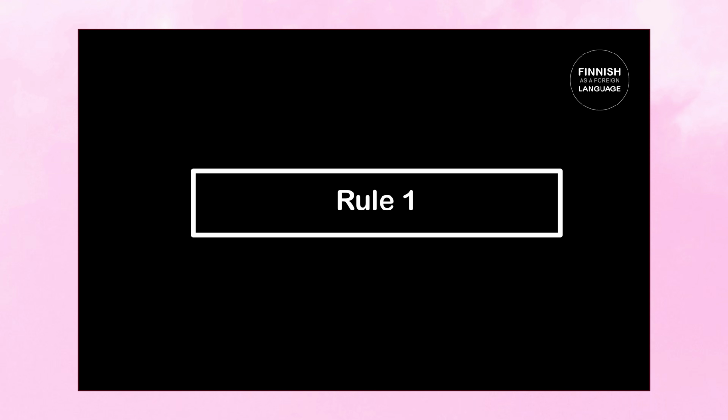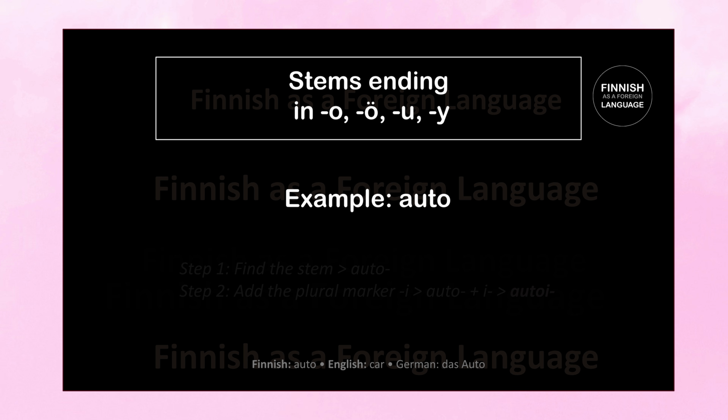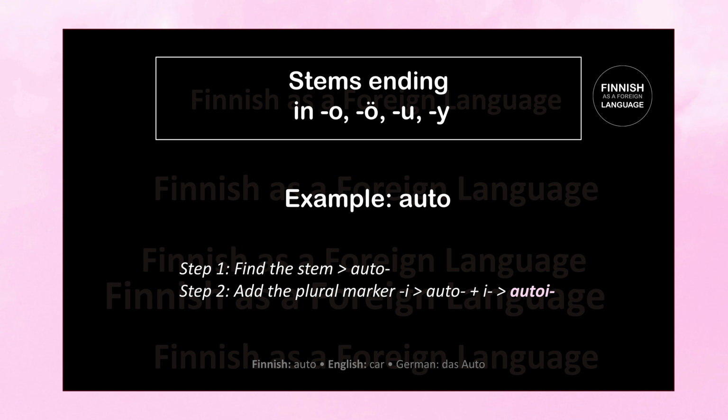Here is rule number 1. Stems ending in O, Ö, U, O, Y. For example, auto, which means car in English. In the first step we have to find a stem, which is auto. Then in the second step we add the plural marker I to the stem. So that means we have auto plus I and we get autoi. This is our plural stem.